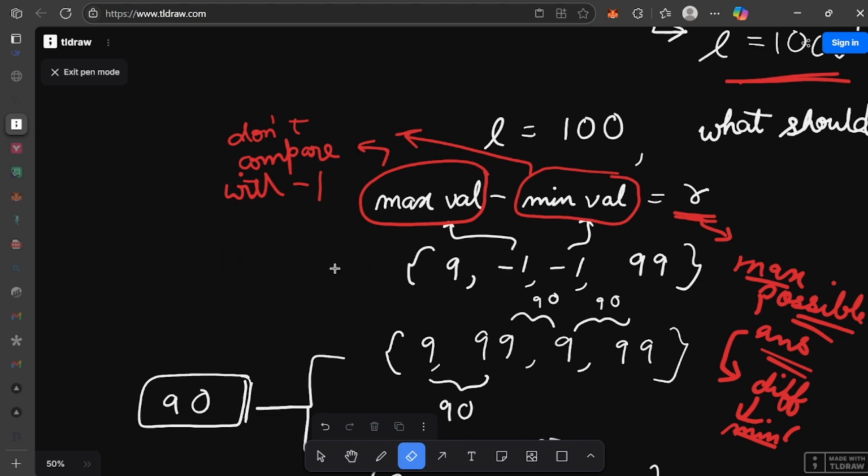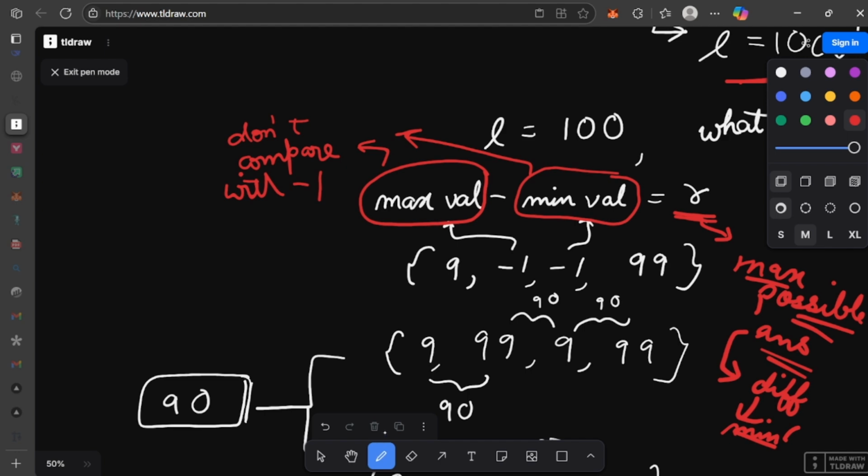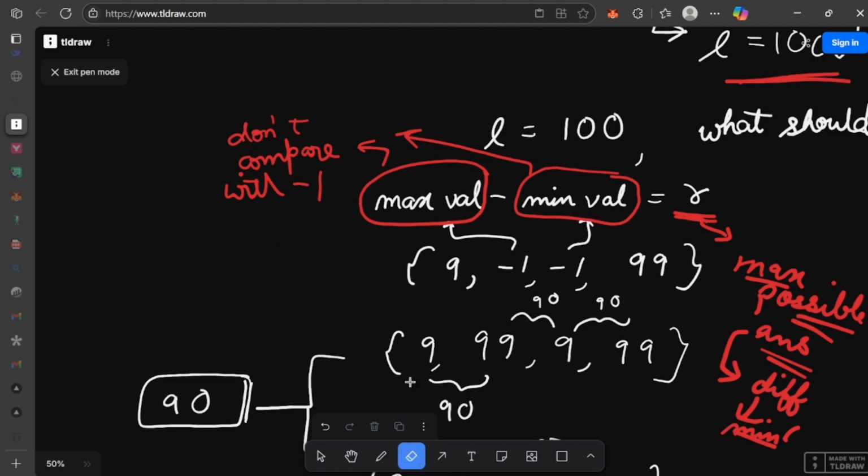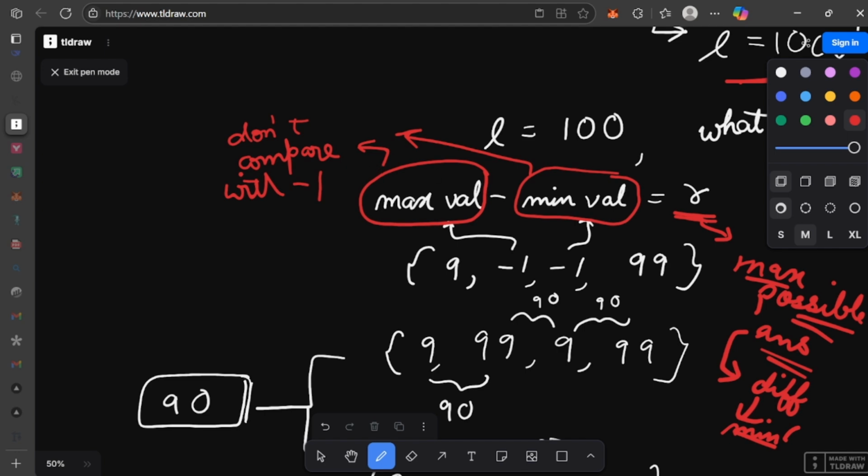You cannot have an absolute difference greater than that. So max value minus min value. Suppose in this example your min value is 9, max value is 99. So R would be 90, because if I substitute the max value and min value inside the array in place of the negative values, somehow I would get this difference. And if in case these are not present, then also we would get 90 as our max difference.